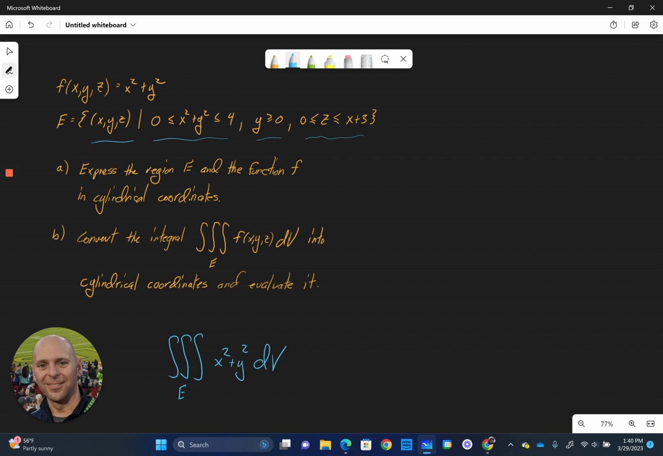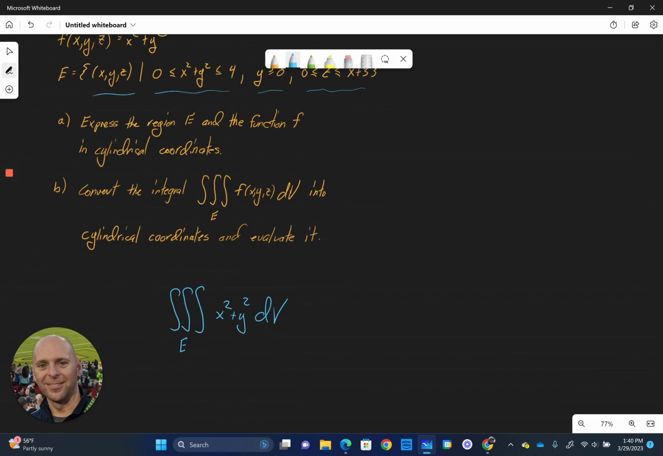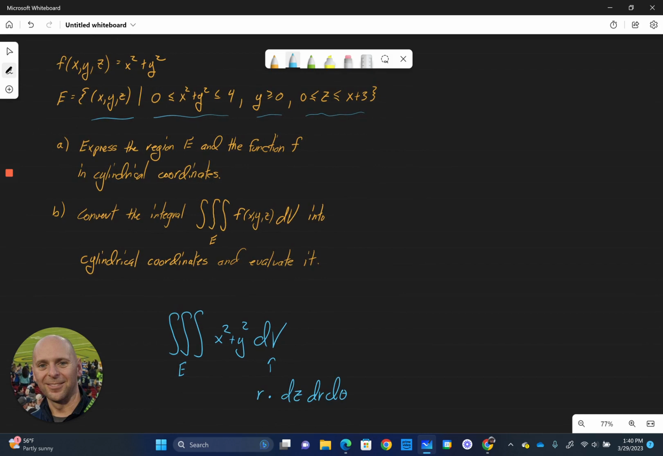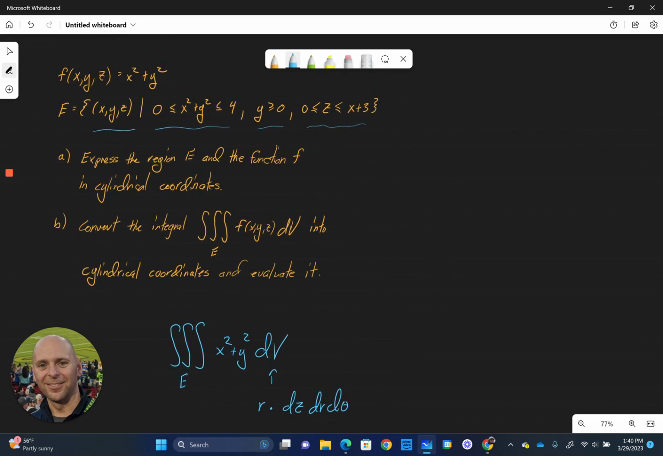And of course, if we're going to do this in cylindrical coordinates, we do want to remember that dV is given as r times dz dr d theta. And now it's just a matter of converting everything over. So let's go back to our solid E, and I'm going to take the first two parts of this expression here and use those to investigate what's happening over the region D in the xy plane.